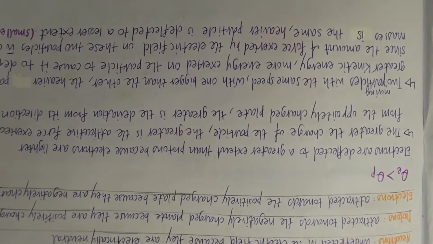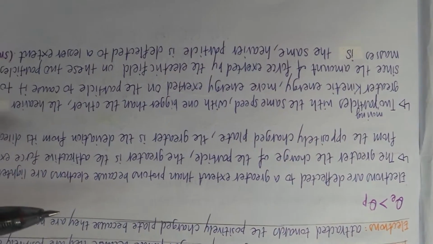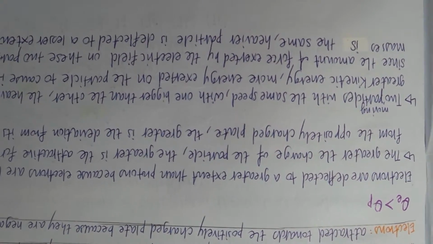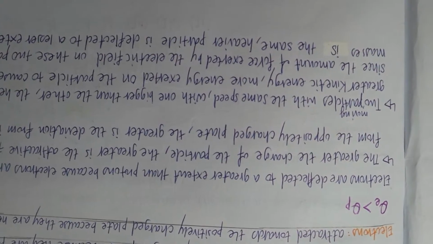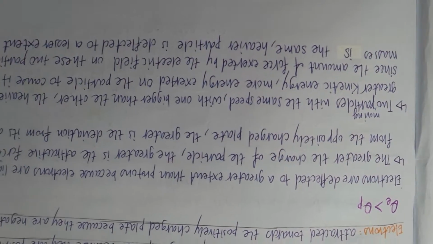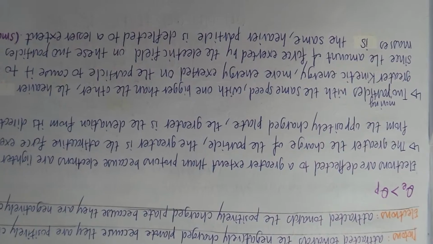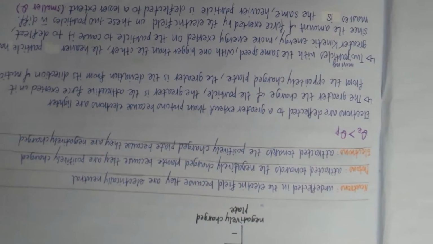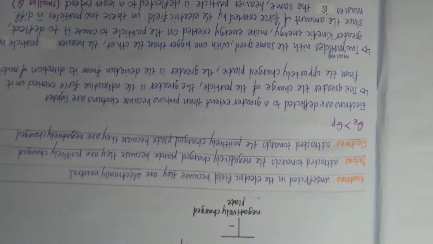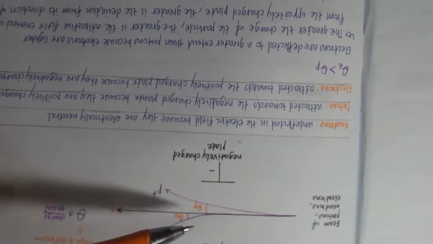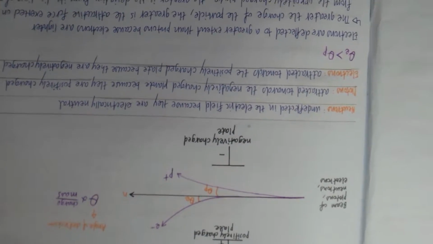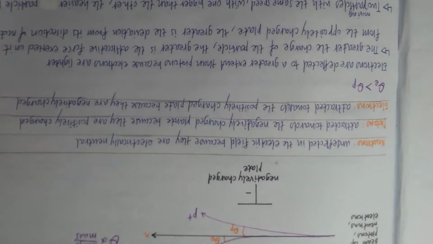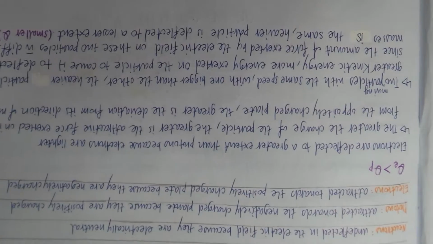So now we need to know that in an electric field, the electrons will be deflected to a greater extent than the protons because the electrons have a smaller mass, and that the greater the charge of the particle, the greater will be the attractive force exerted on it, and the angle of deflection will be greater, and is calculated based on the angle of deflection formula.